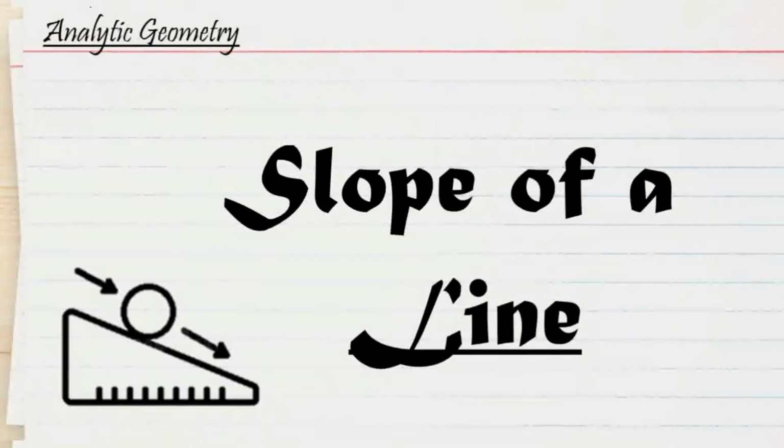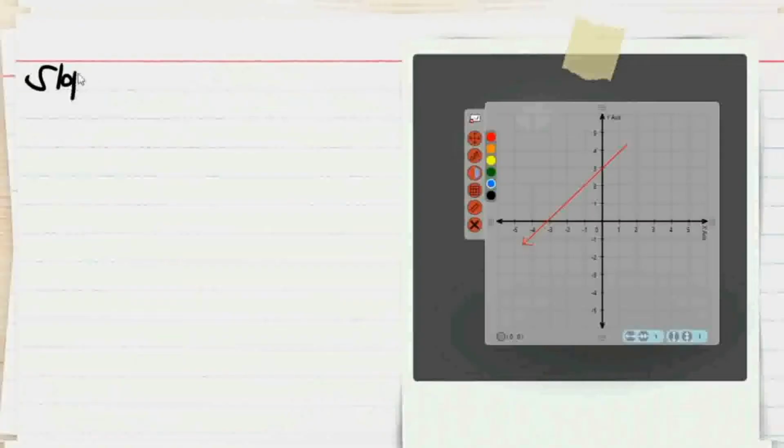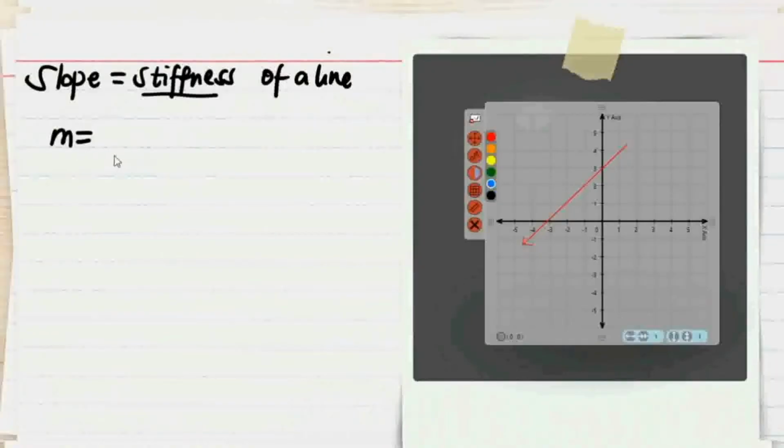In this video, we will talk about slope of a line. So what is a slope? A slope is a number which describes the stiffness and direction of a line. So stiffness in Tagalog, kung gaano katarik or kung gaano kaslant yung isang line. Slope is denoted by m.